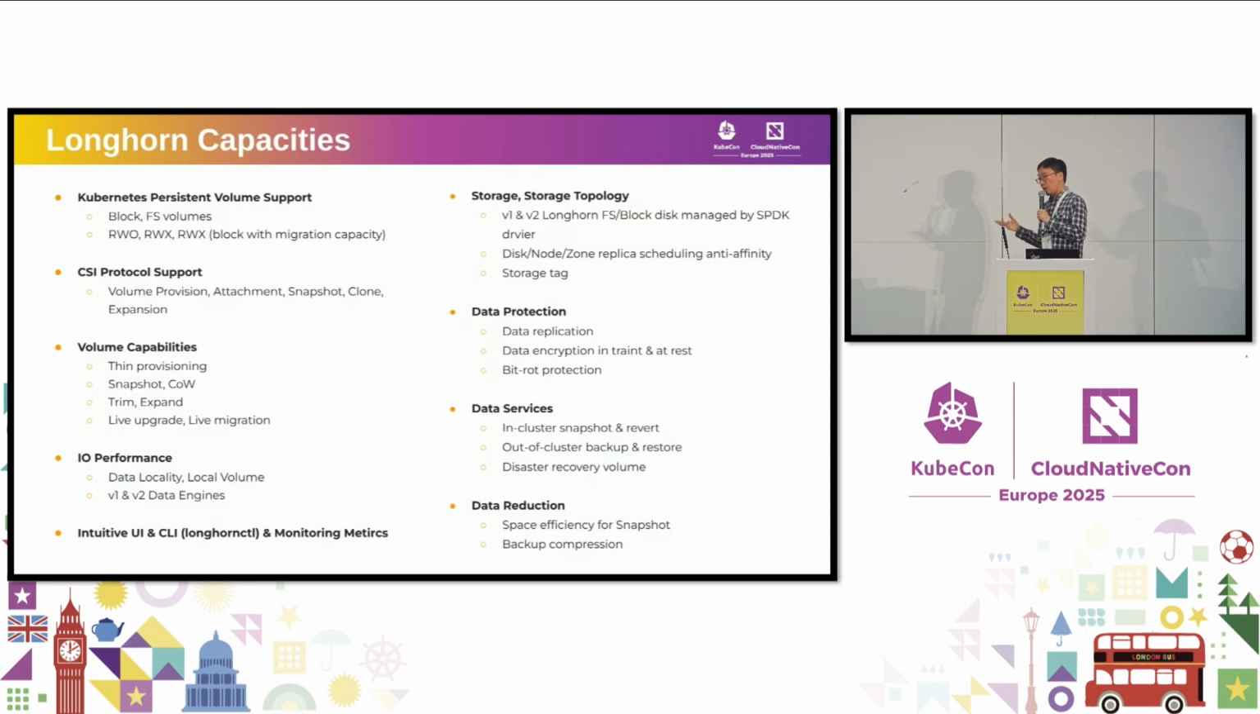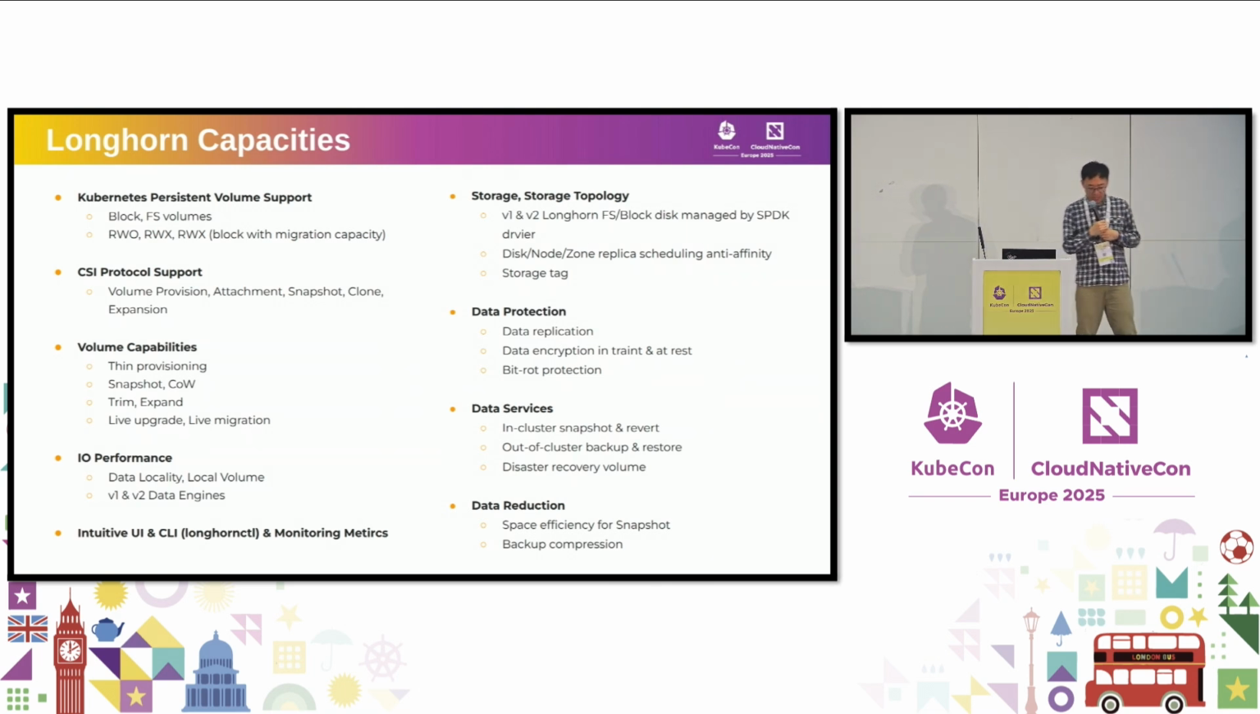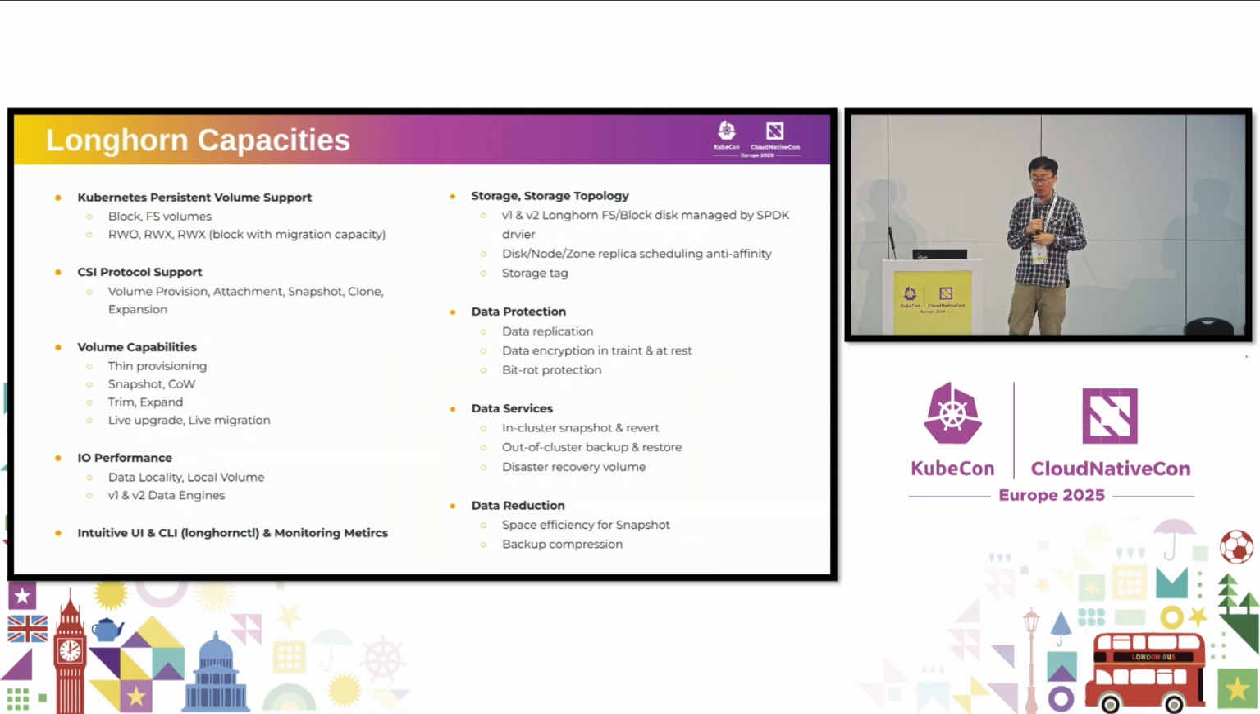Okay, so we know about the control plane and data plane, and what capacity we have. This is more of a high-level view to help you understand what Longhorn has right now. So Kubernetes persistent volumes, and sometimes people ask, can Longhorn support a persistent volume? For sure, this is the first item we need to support.